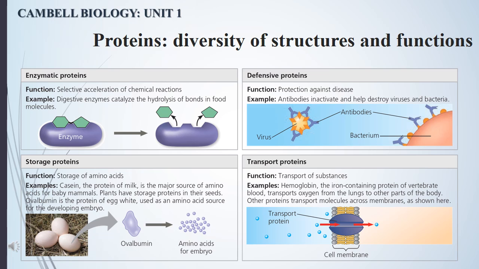Another function of proteins is storage of amino acids. An example is casein, a major protein in milk, which provides amino acids to babies. Another example is albumin, which is basically egg white, and it is also a major source of amino acids for developing embryos.